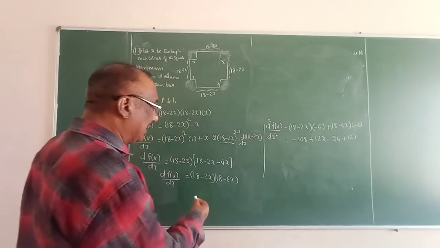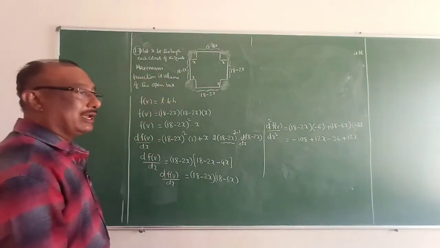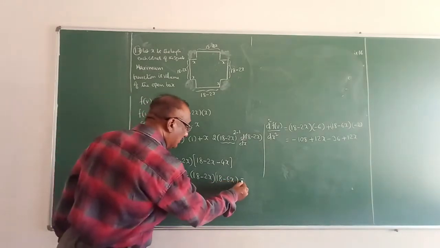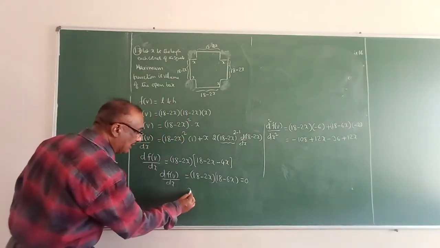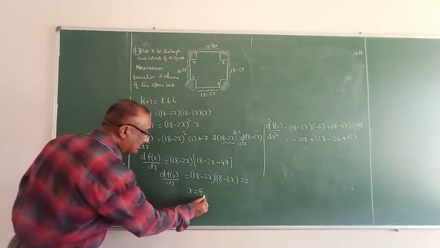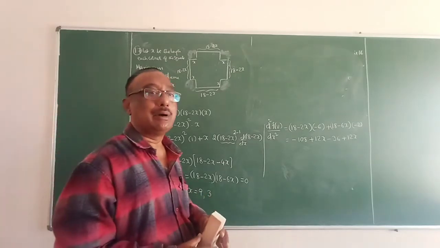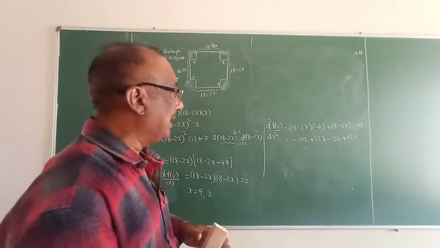So now make f dash x equal to 0. We get a positive value. Make it equal to 0. So now we get x is equal to 9 and x is equal to 3. We need to check whether at x equal to 9 or at x equal to 3 it becomes a maximum.